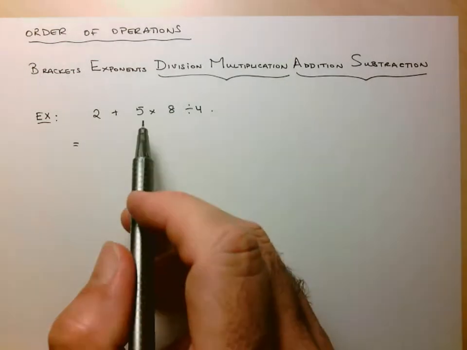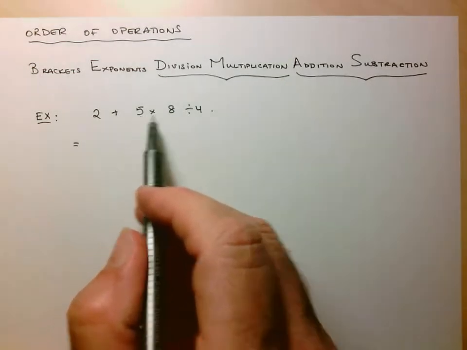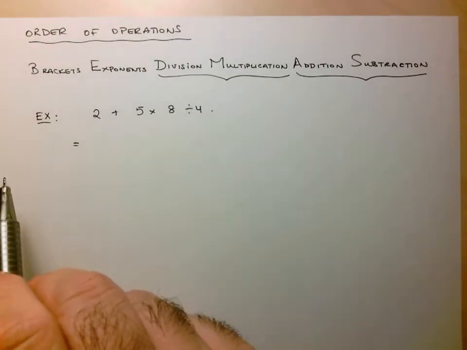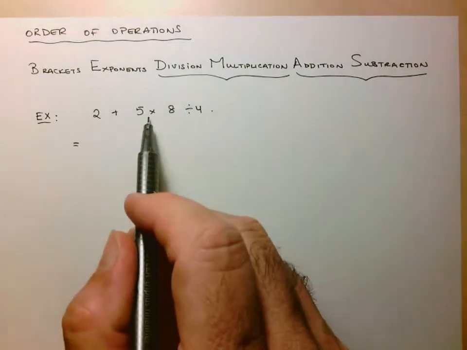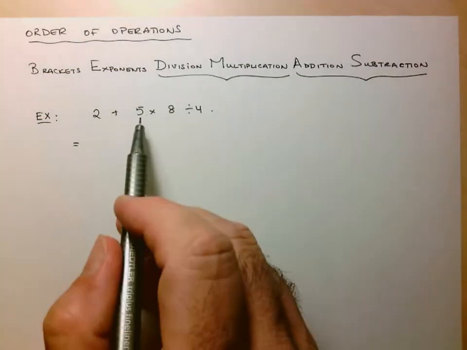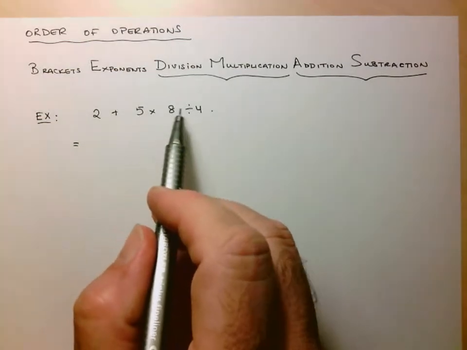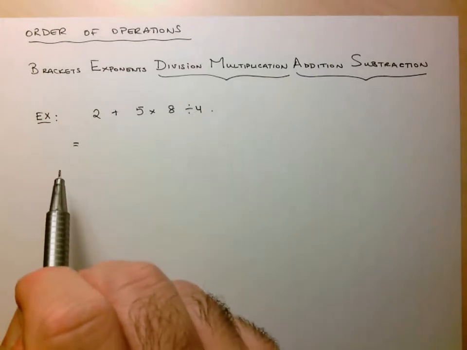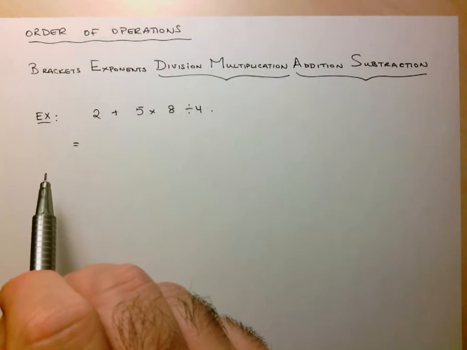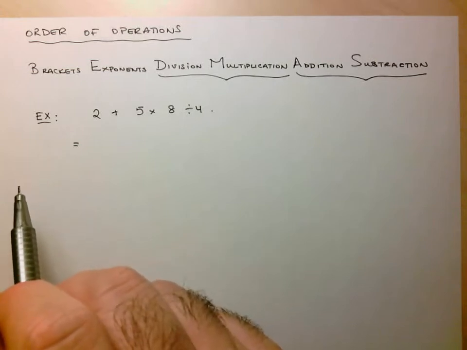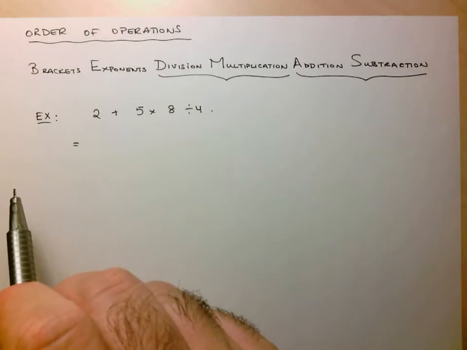So we need a way to deal with the scenario where we've got more than one operation that has the same priority. The way we deal with this is that we go left to right. You have to do 5 times 8 before you divide by 4. You can't do 8 divided by 4 and then multiply by 5. That's what we call a convention, meaning something that everybody has decided on, the way in which we're going to proceed to operate on these numbers.